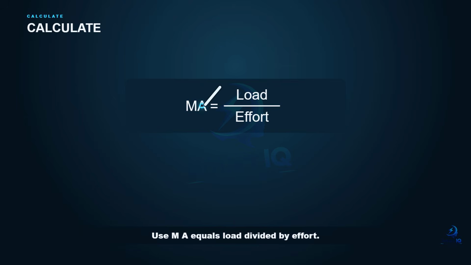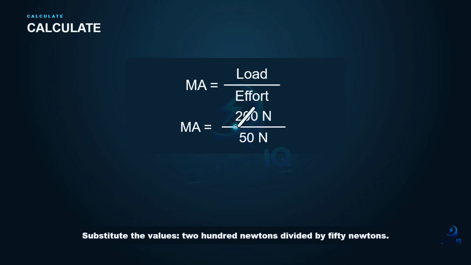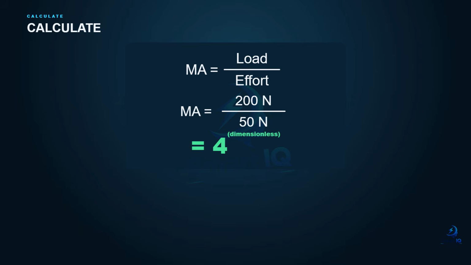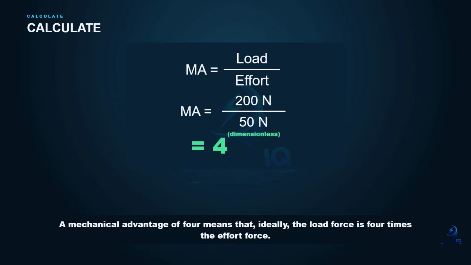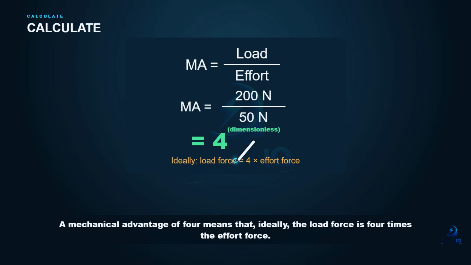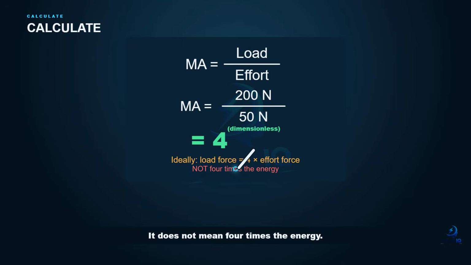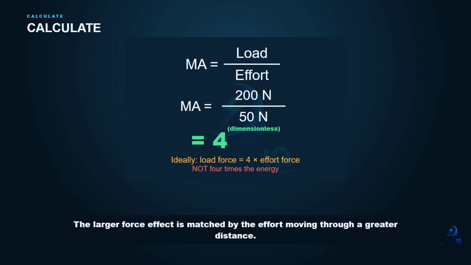Use MA equals load divided by effort. Substitute the values. 200 newtons divided by 50 newtons. The newtons cancel, so mechanical advantage has no unit. 200 divided by 50 equals 4. A mechanical advantage of 4 means that, ideally, the load force is 4 times the effort force. It does not mean 4 times the energy. The larger force effect is matched by the effort moving through a greater distance.